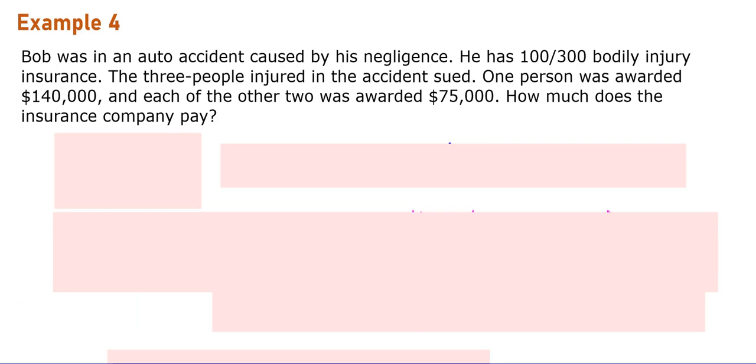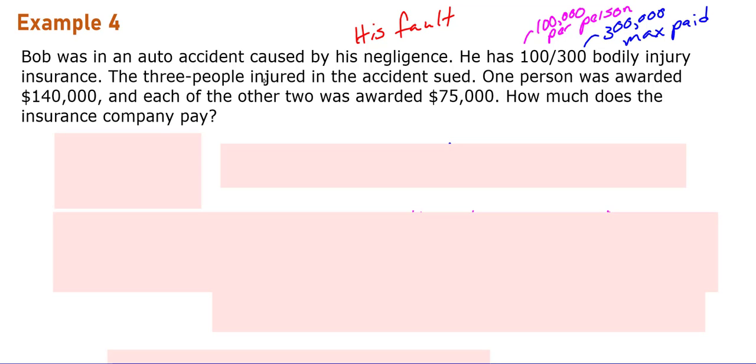So let's look at some examples of this. So Bob was in an auto accident caused by his negligence. So this was his fault. So he was at fault, so that means he is going to have to pay damages. He has 100/300 bodily injury. So that means this would be 100,000, and that would be per person. And he also has 300,000 as the maximum paid.